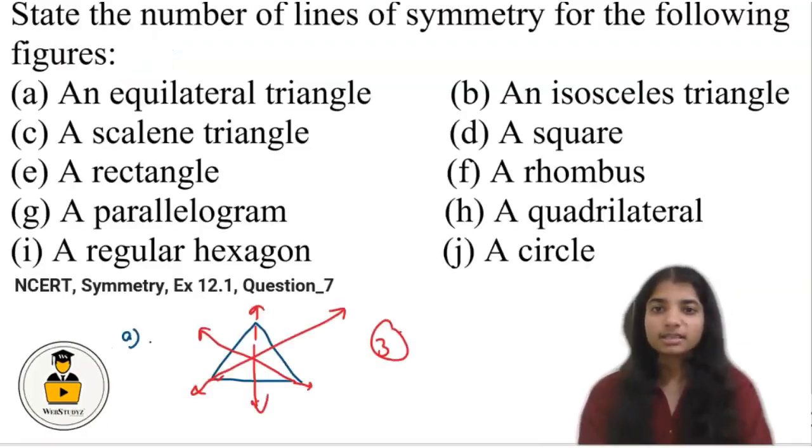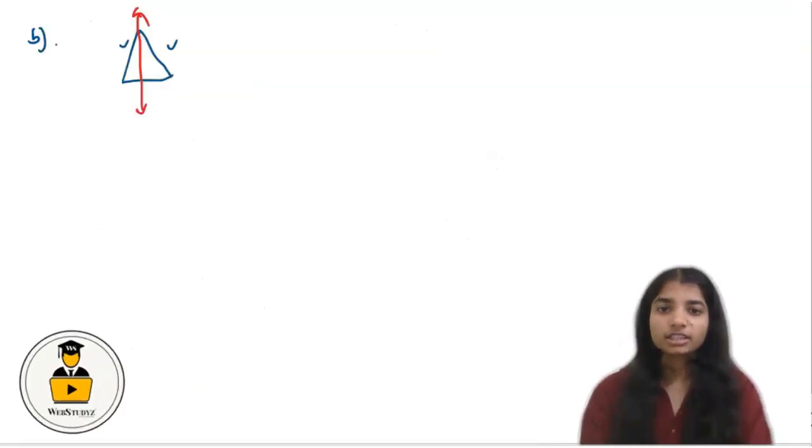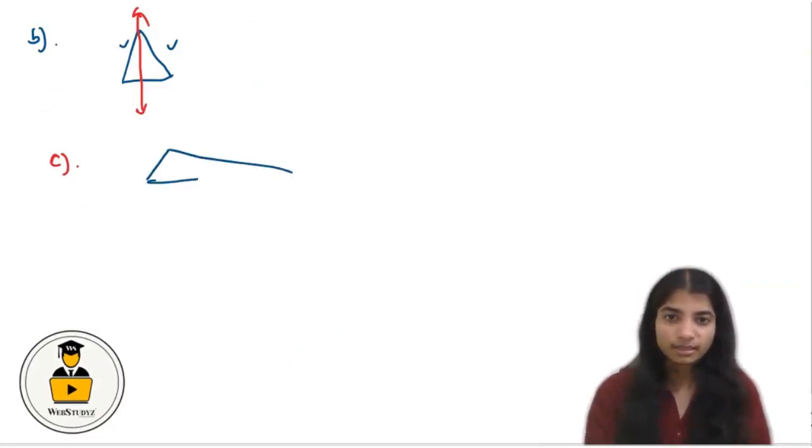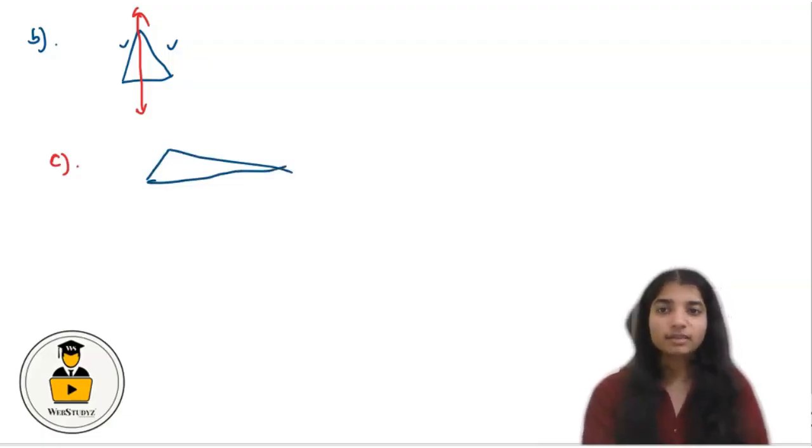Now part C is a scalene triangle. A scalene triangle is a triangle whose all three sides are different. Let's say this is a scalene triangle. All three sides are different, so we cannot draw any axis of symmetry.